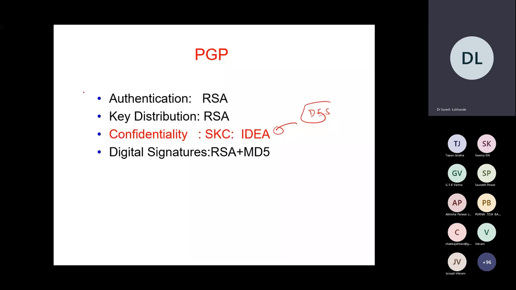For PGP, from our email security point of view, the block diagram looks like this. And if you change this to PEM, then only the algorithm names will be changed. This will be replaced by DSS, and this will be replaced by the Secure Hash Algorithm, which we are calling PEM. But remember, the sequence will be followed like this.